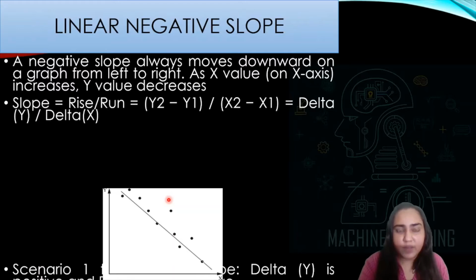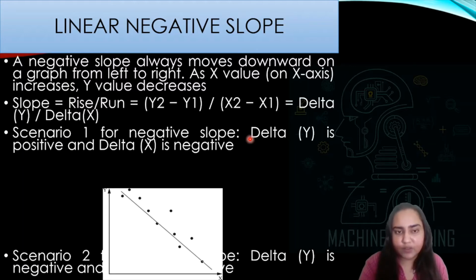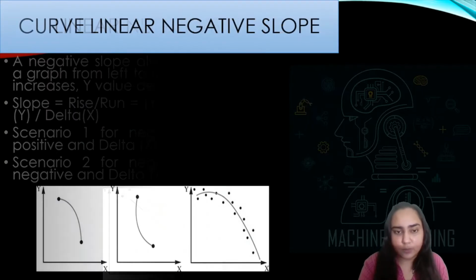You can also have a linear negative slope. So a negative slope always moves downwards instead of moving upwards. So you can have one scenario where delta y and delta x are of different signs, which means delta y is positive, delta x is negative. And the other scenario where delta y is negative, but delta x is positive. So that is an example of a linear negative slope.